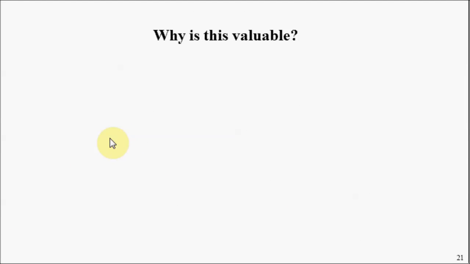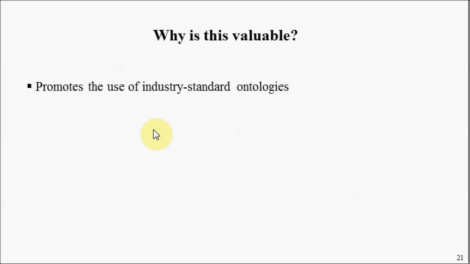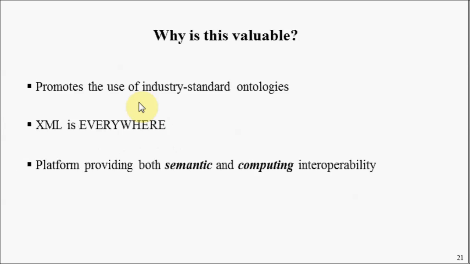So let's summarize what we've learned here. Why is this valuable? First of all, I've demonstrated that the use of industry standard ontologies provides an effective way of categorizing enterprise data. Secondly, keep in mind that XML is ubiquitous. It's used throughout the entire software industry today. Third, I've demonstrated not only semantic interoperability, but computing interoperability.